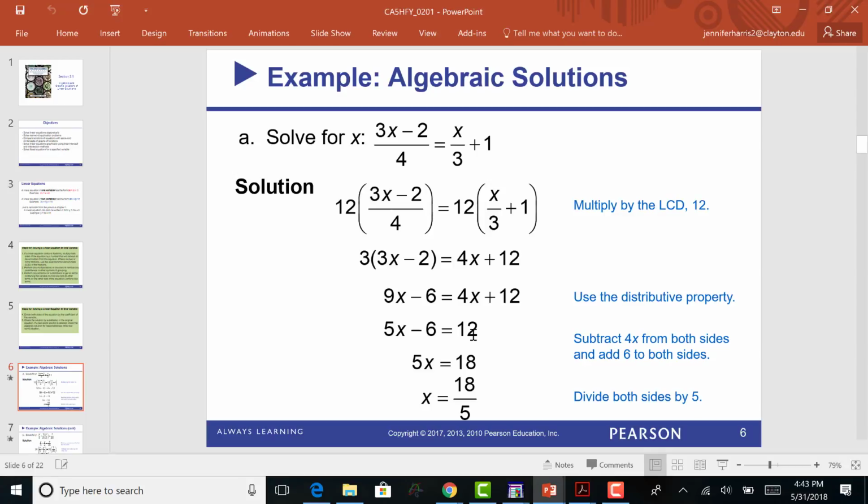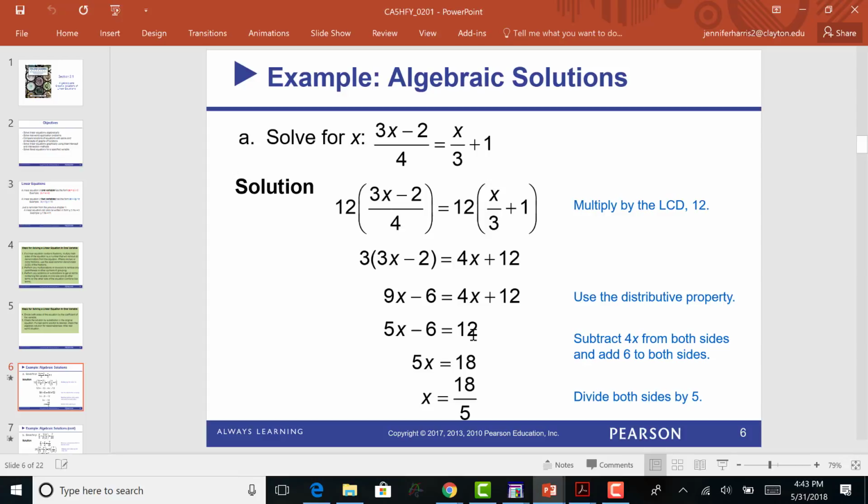18 over 5. And that is in simplified form. You cannot do anything. Do not turn it into a mixed number. Okay? So it's in the simplest form. There are no other numbers that divide into 18 and 5 evenly other than the number 1. So you're done. Did we get the same answer? Yes. Now, like I said, it's totally up to you. Whatever you're comfortable with, that's what you should do.